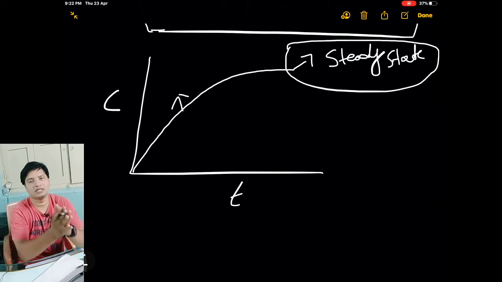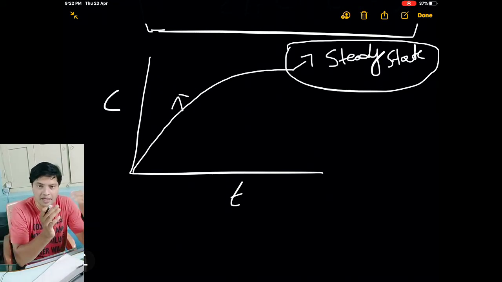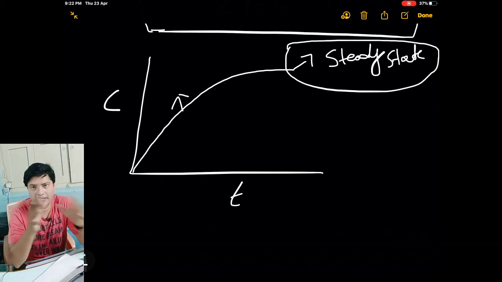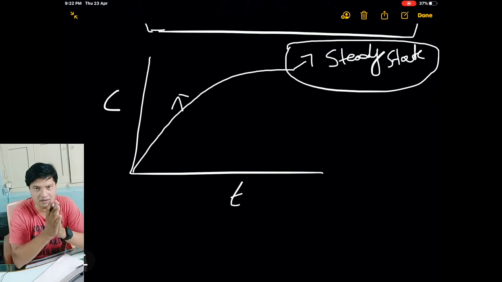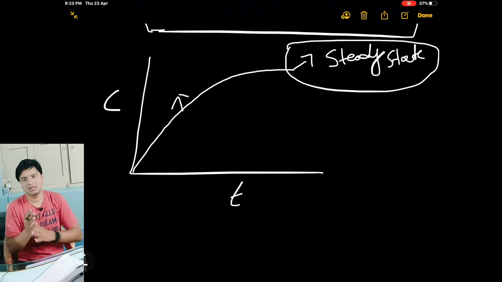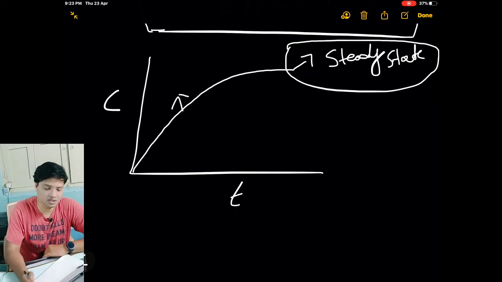That we call as steady state. Remember, steady state means the amount of drug coming inside and the amount of drug going outside from the body will be equal. We call that steady state. So this steady state is very important. Whenever you are giving infusion, you should give it in such a way that you achieve steady state drug concentration there.